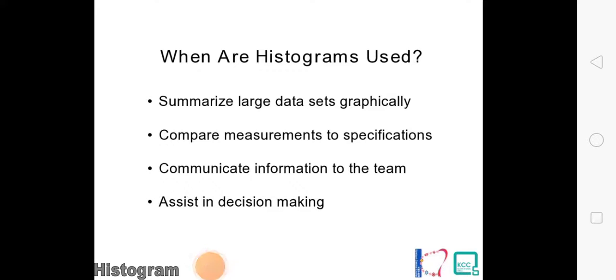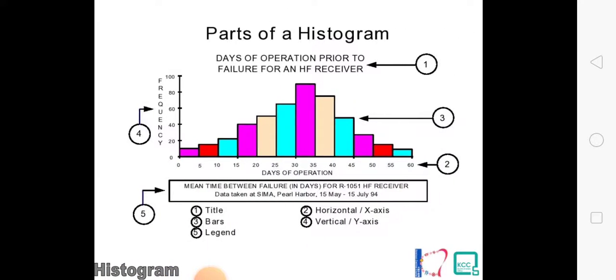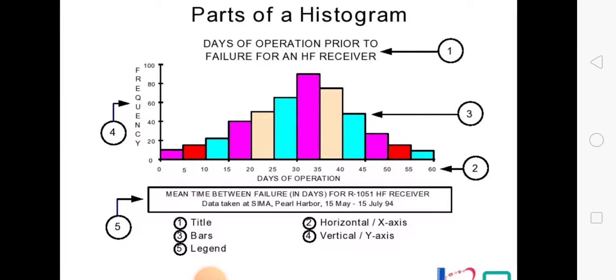Now, when do we use histograms? When a large data set is summarized graphically, when there is comparison of measurements to specification, or communication of information to the team. Histograms are also used to assist in decision making. Parts of a histogram.